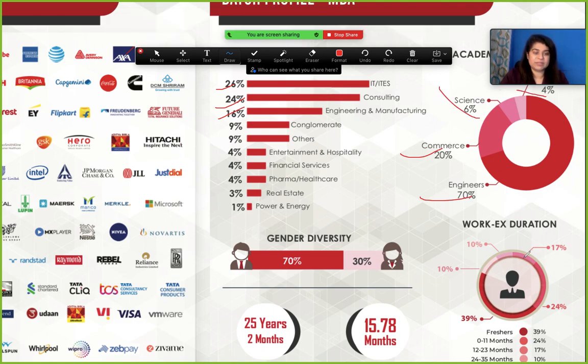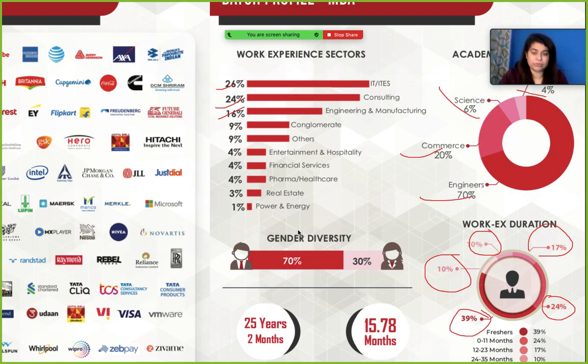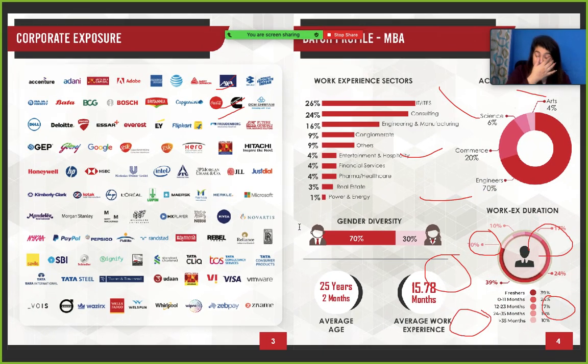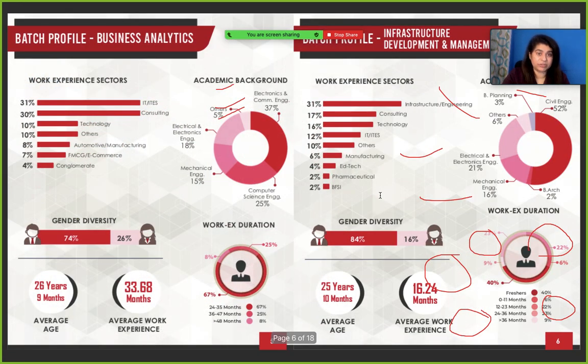Work experience, if we see, 39% are freshers. We have 24% from 0 to 11 months of experience, 12 to 23 months we have 17%, 24 to 35 months 10%, more than 36 months 10%. So you can say the average age of the batch is 25 years 2 months, and the average work experience is 15.78 months, right? That was the core program's batch profile.